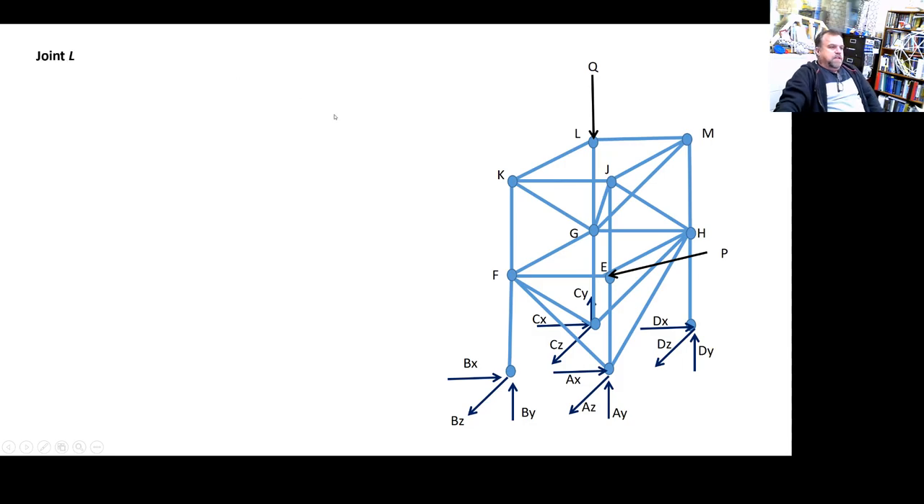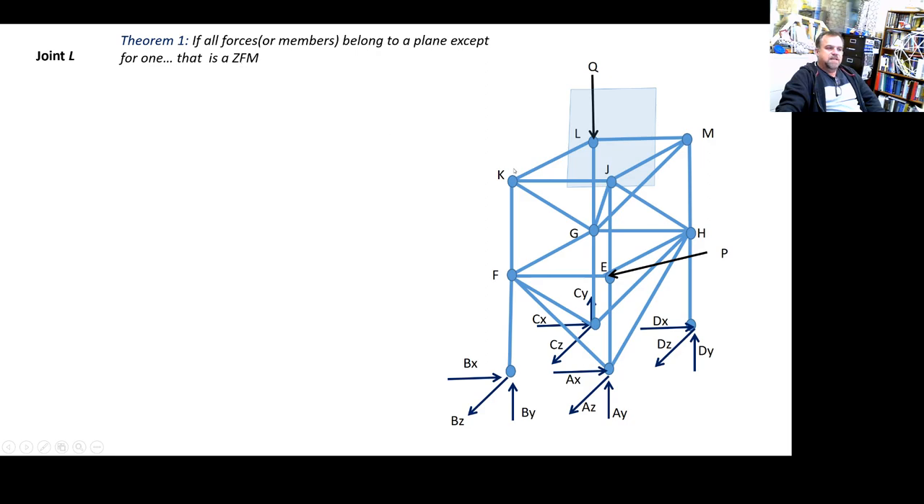Okay, let's focus on joint L. If I look at that joint and I put a plane, as I told you, in the back this time, the force Q, LN, and LG are contained in that plane, and only KL is out of plane. And this is theorem number one. If all forces or members belong to a plane except for one, that is a zero force member, meaning KL should be zero. At that moment, if you can erase it, erase it. If you cannot, just mark it there.